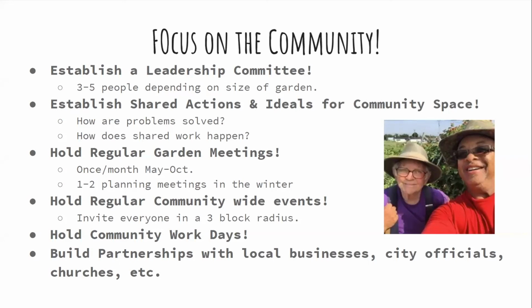Nothing happens in a vacuum, so hold regular garden meetings. For the community gardens that I work with, we have monthly meetings, May through October. We meet in the garden, generally rain or shine. We do cancel for thunderstorms or very severe weather or very cold weather. But generally we meet once a month, May through October, just to do a check-in with everyone about how things are going. We ask what's going well, what problems are arising, and then we brainstorm as a group how we're going to solve those problems.